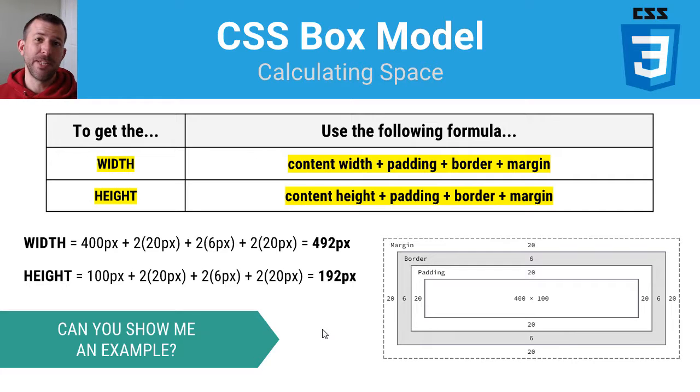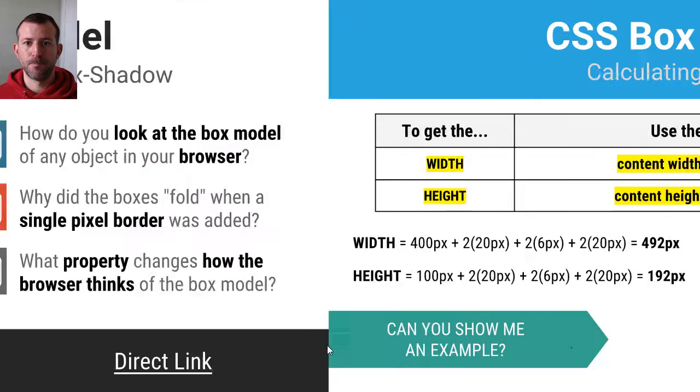If I wanted to determine the exact height of this particular element right here, I would start with the 100, which is my content height. I would add 20 on each side for padding, 6 on each side for border, and then margin on the top and the bottom. When I do that, I get 192. So this is an example of how you can use the CSS box model to calculate the exact size that an element is and what space it will consume on a page.